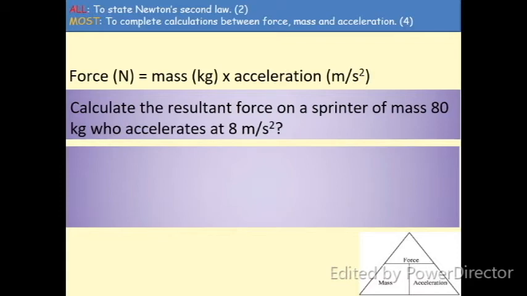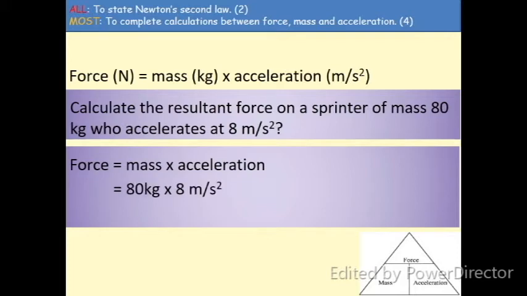To try a calculation, we could say: calculate the resultant force on a sprinter of mass 80 kilograms who accelerates at 8 meters per second squared. Use the equation force is equal to mass times acceleration to give you 80 kilograms times 8 meters per second squared, which is equal to 640 newtons.